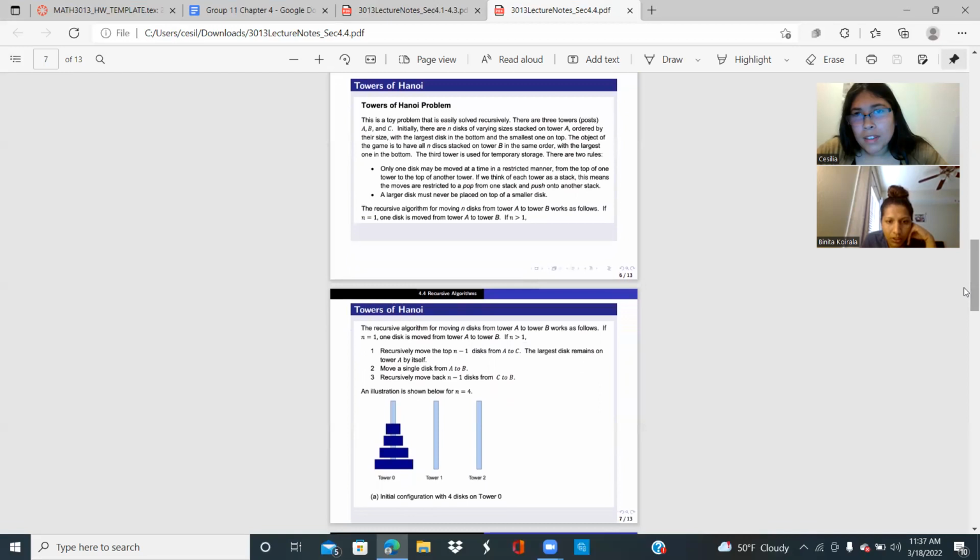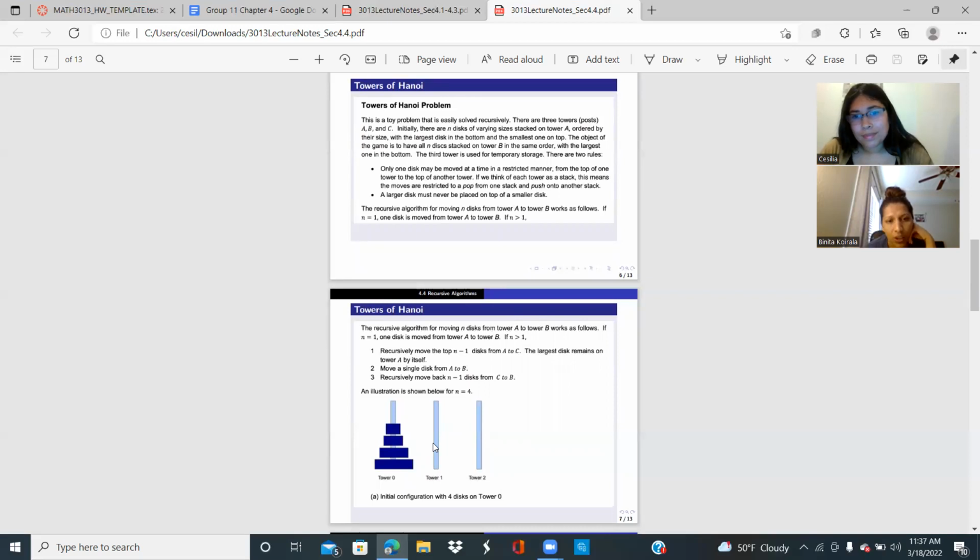The recursive algorithm for moving n disks from tower A to tower B works as follows. If n equals 1, is this the same thing? Yeah, basically, but it's reiterating what was said right here, since there's an example right here. A to B works as follows.